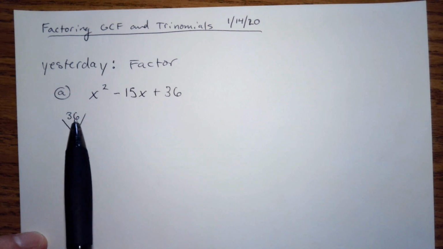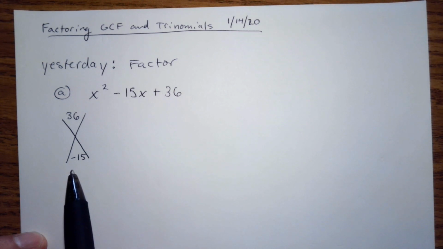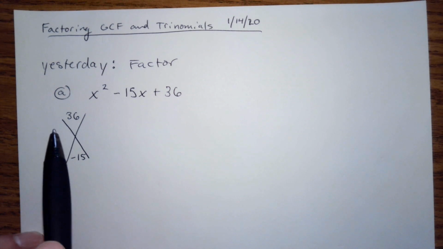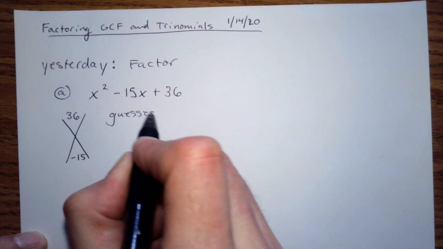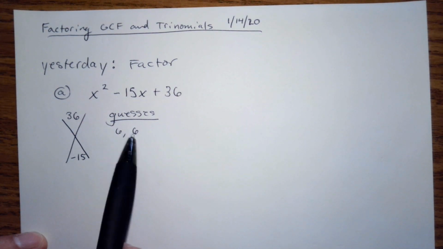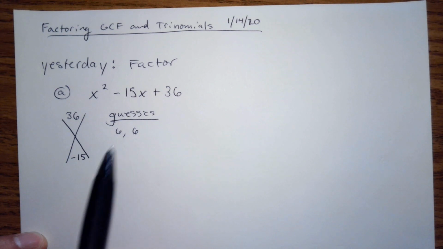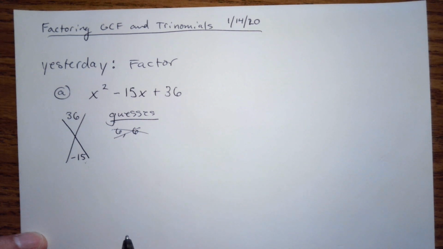And then what times what gives you 36, but adds or subtracts to get negative 15. And the first thing I do is just have some guesses. So I'm going to say, here are my guesses. And I think 6 times 6 first. But if I add these together, I get 12. If I subtract them, I get 0. So nothing close to 15. So that doesn't work.